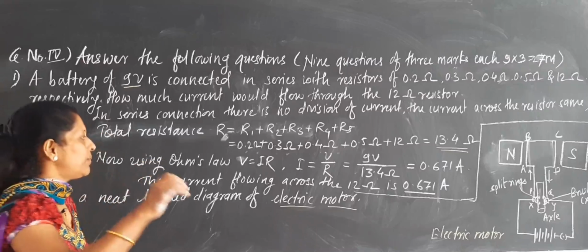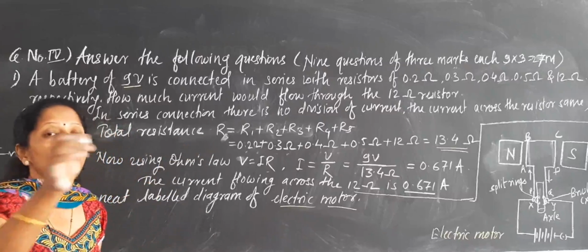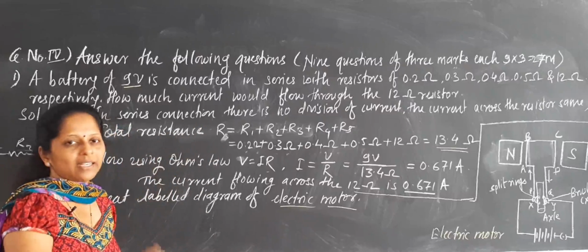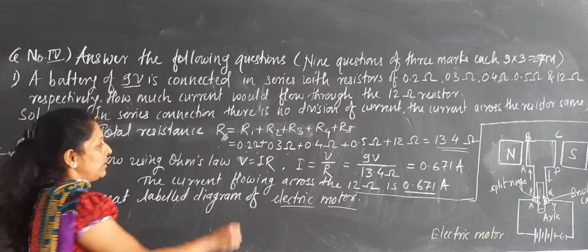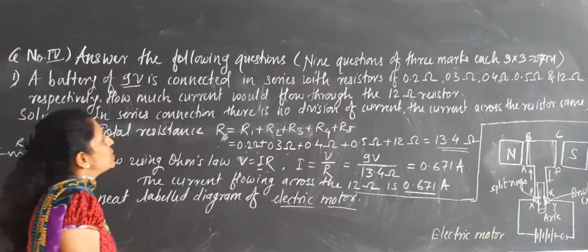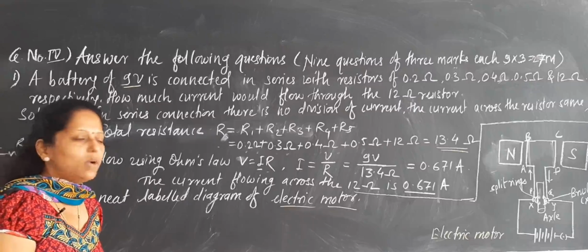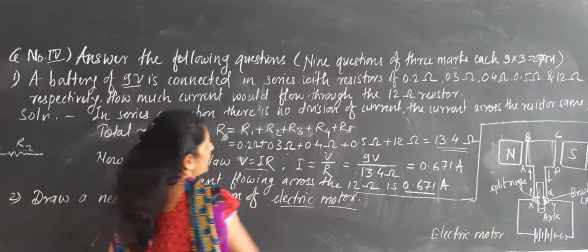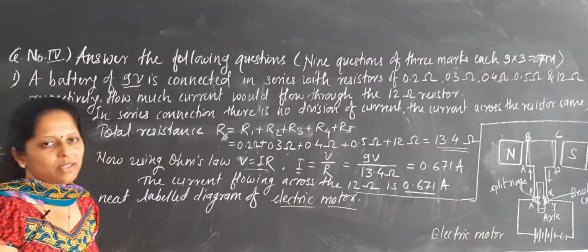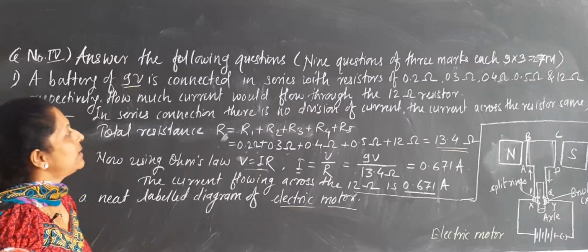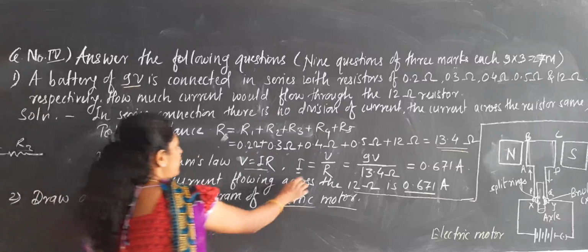To calculate the current, first we want the total resistance in that connection. So first of all we calculated R here, and now we are going to calculate the current flowing through that 12 ohm resistor. As you know, by Ohm's law, V is equal to IR. We should write that formula, V equals IR. Then we calculate I, the total current flowing through all the resistors. So I is equal to V by R.